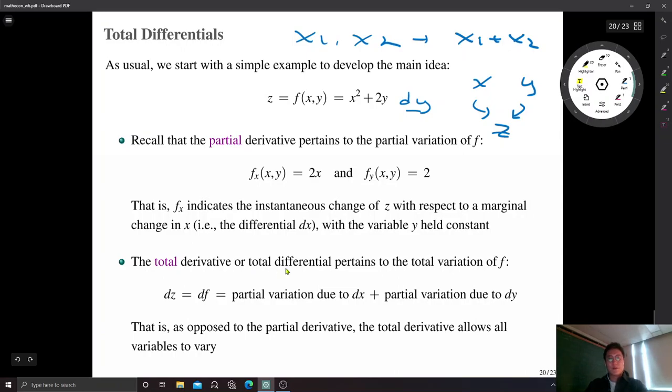Total differential can be thought of as a linear approximation of total variation. When x and y change marginally, we obtain two partial variations from each change. And because differential has a linear relationship with dx and dy, we just add them up. So that is the basic idea of total differential.